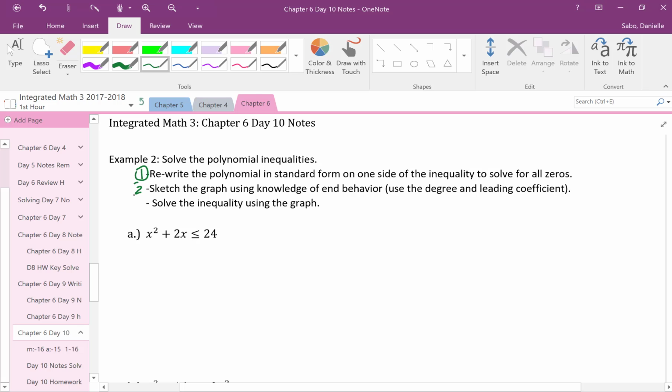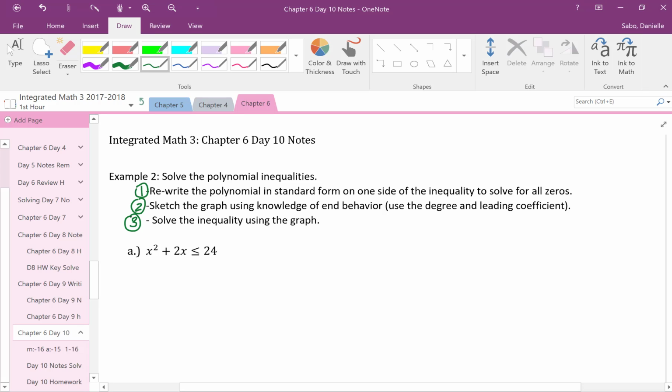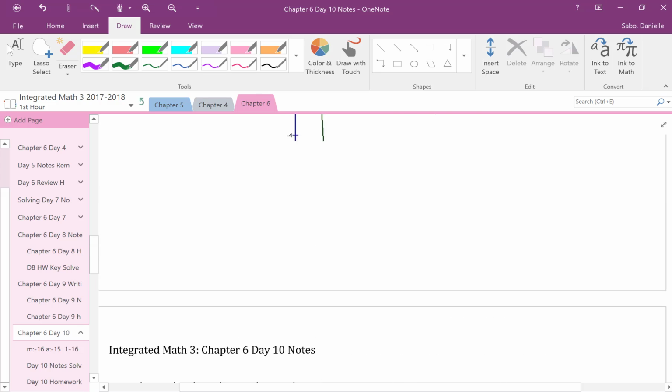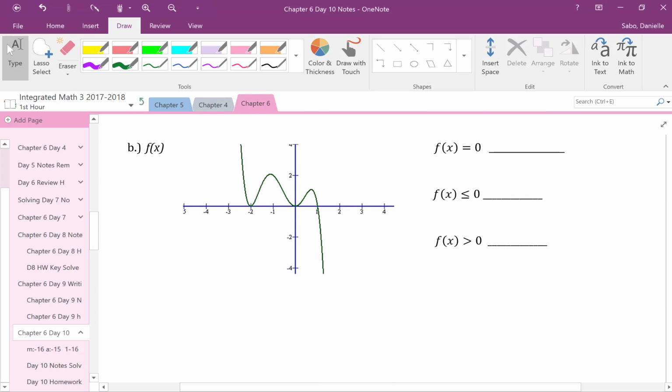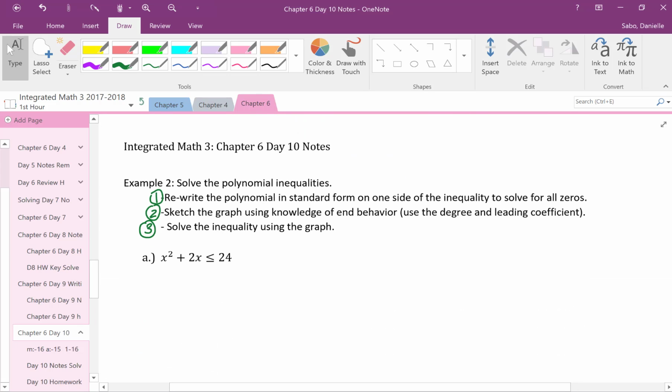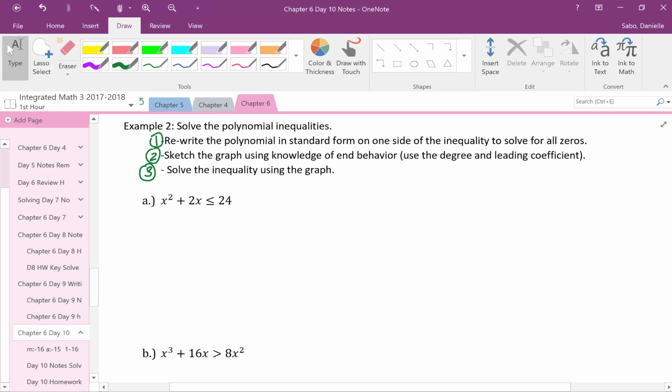The second step is we're going to sketch a graph based off our knowledge from last chapter, where we have an even degree, odd degree. Is it going to be a leading coefficient of positive or negative? Are we going to be opening up or down, et cetera? Then we're going to solve. And solving the inequality is basically what we just did up here. We were trying to find what interval is going to be for that function.